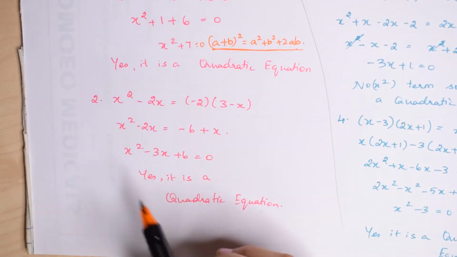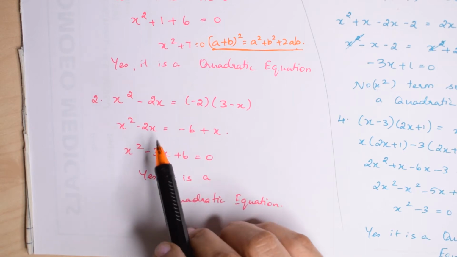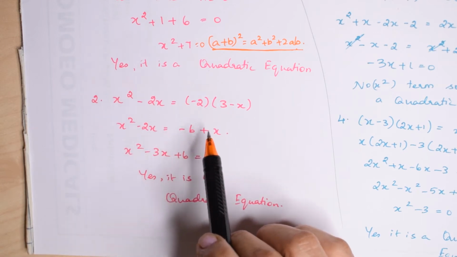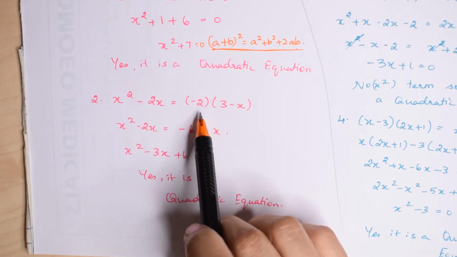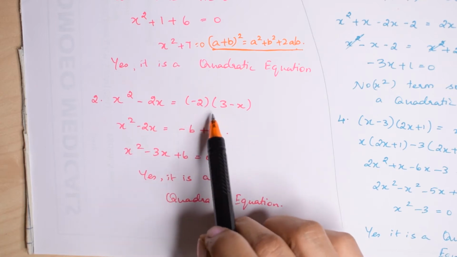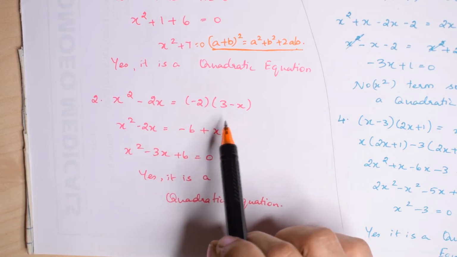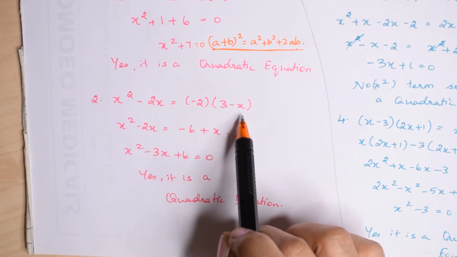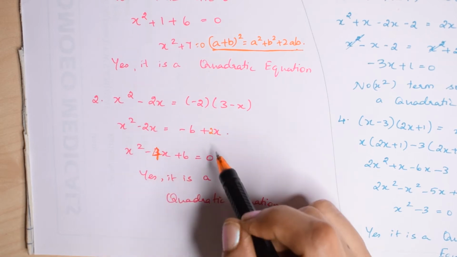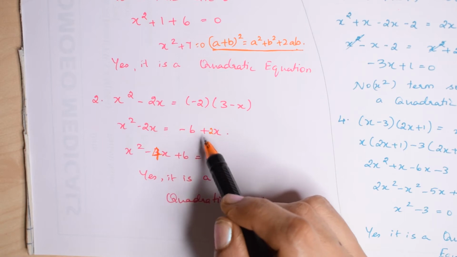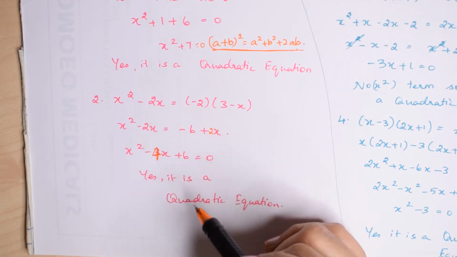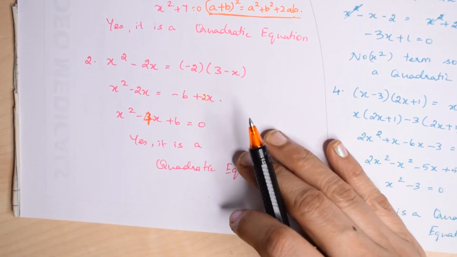Then next is x square minus 2x is equal to minus 2 into 3 minus x. Multiplying this minus 2 inside, we get minus 6, and minus into minus is plus 2x. When I bring this plus 2x to the other side, it becomes minus 4x, and this minus 6 becomes plus 6, and so yes, it is a quadratic equation.